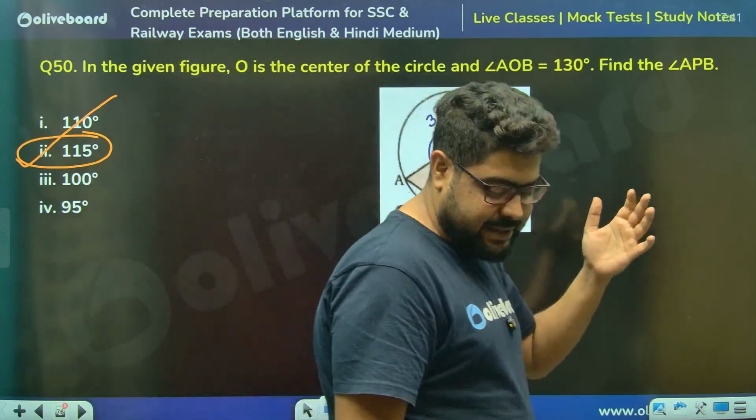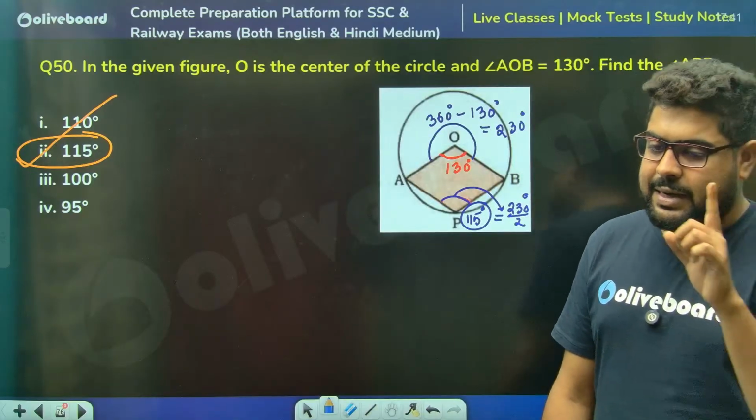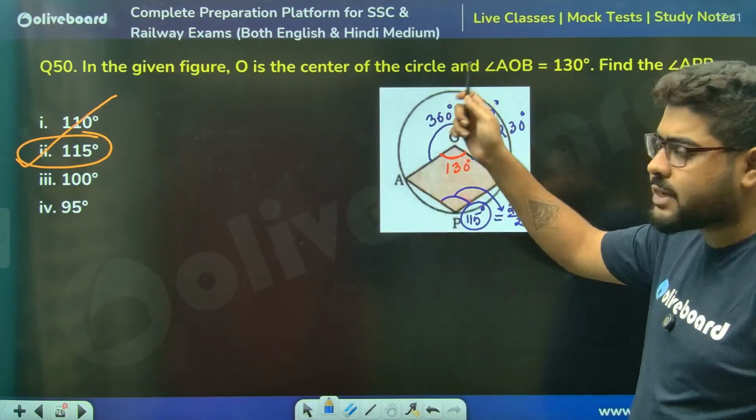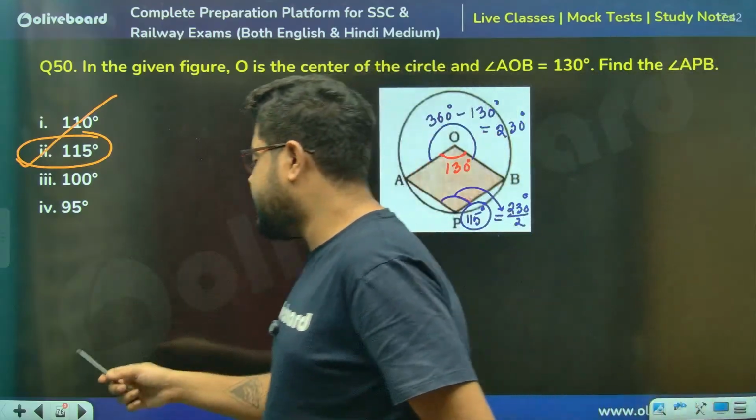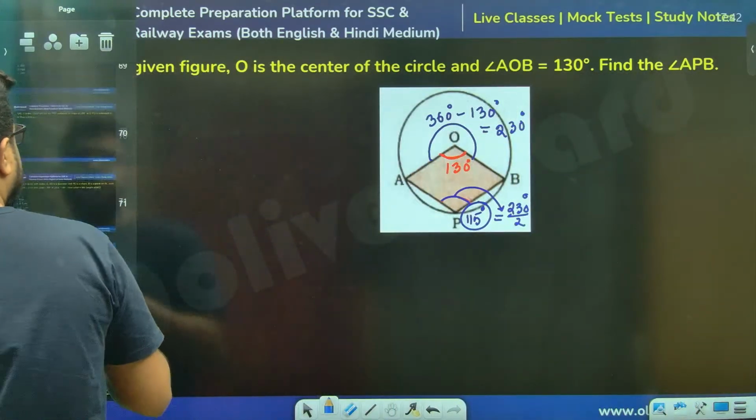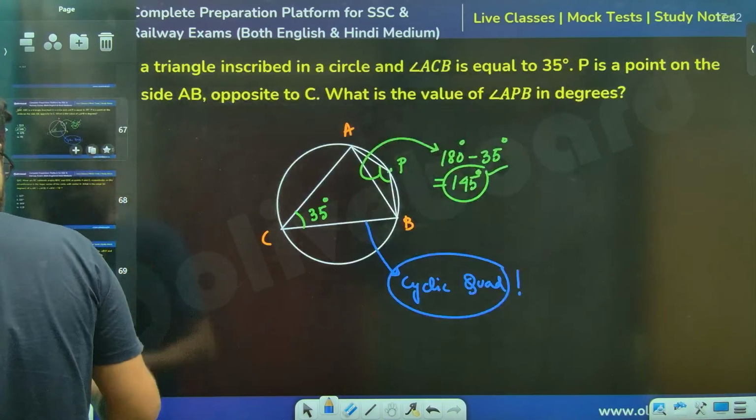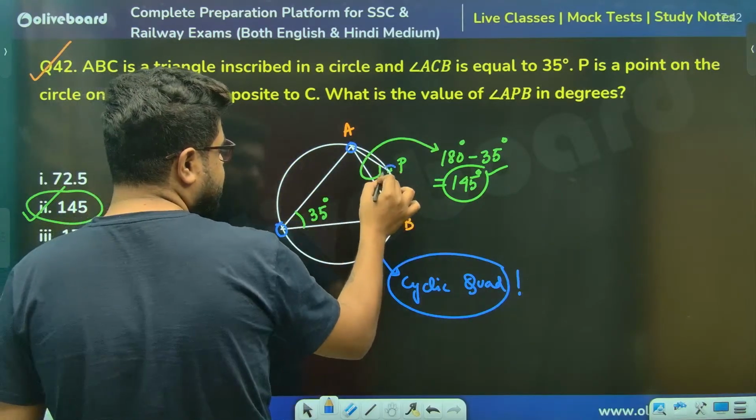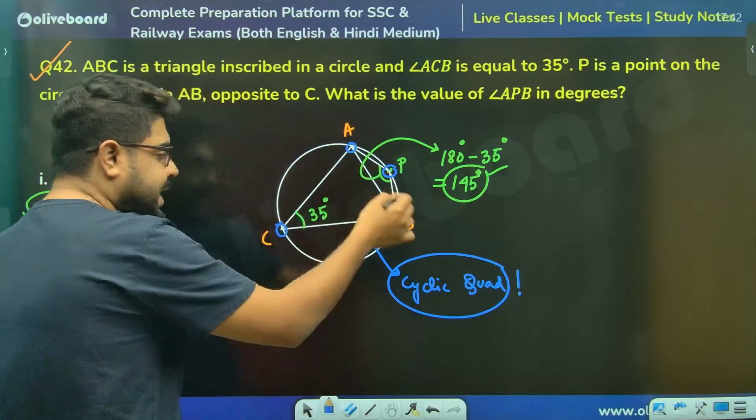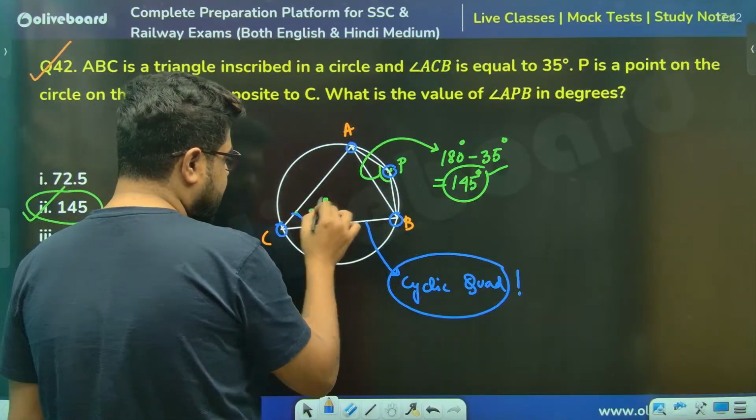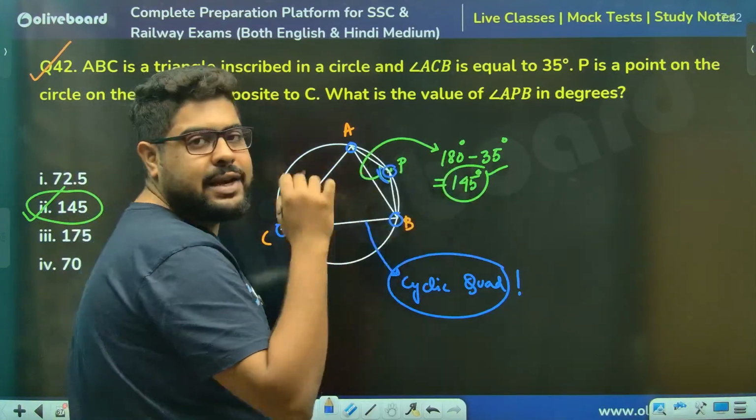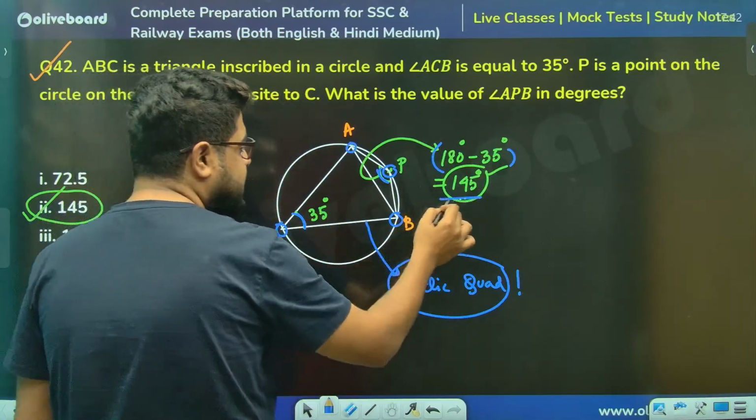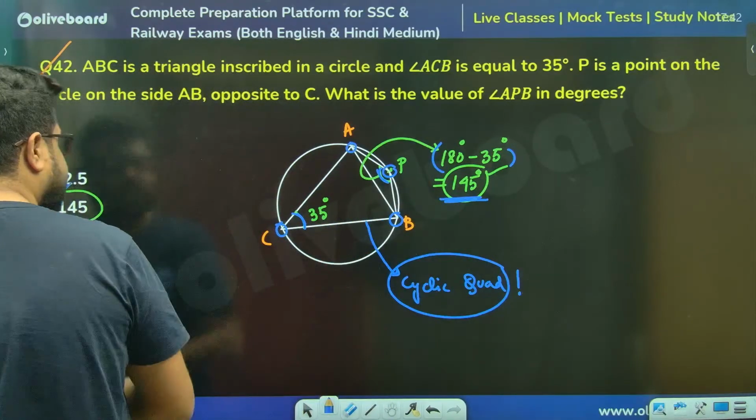Always remember, cyclic quadrilateral means all four of the vertices must be on the circumference. Then only we can call it that. So here, sir, you see, this is on the circumference, on the circumference, on the circumference, on the circumference. So this is a cyclic quadrilateral. So this angle plus this angle must be 180 degrees. So this angle will be 180 minus this angle 35. That gives us 145. Done, sir.